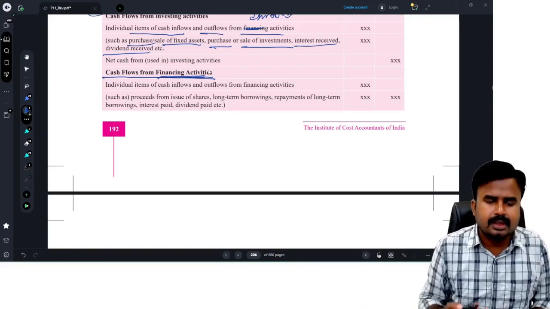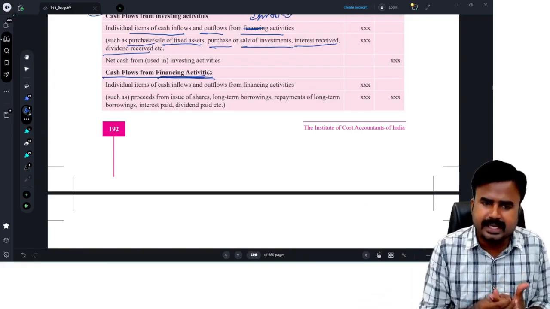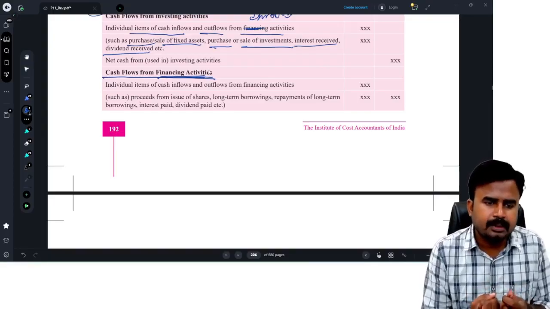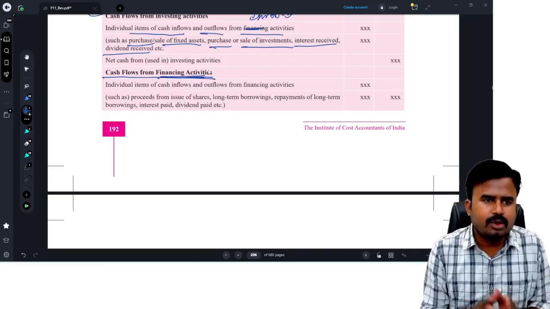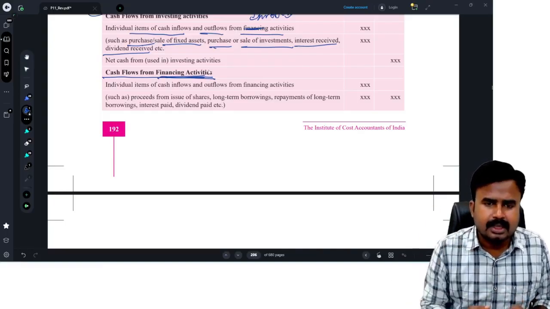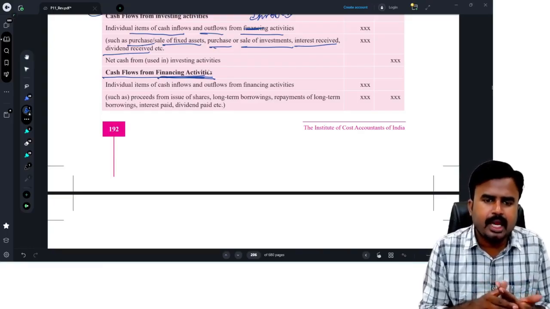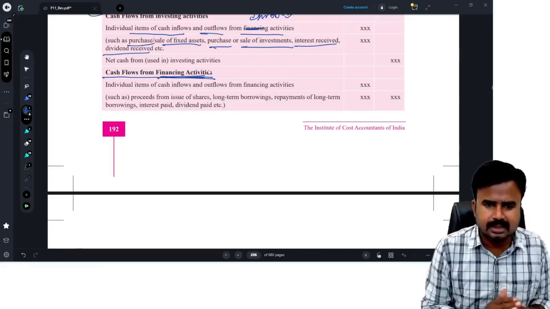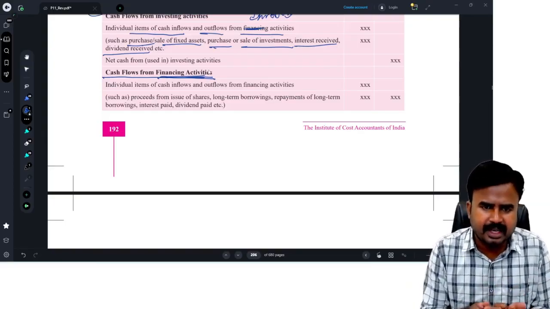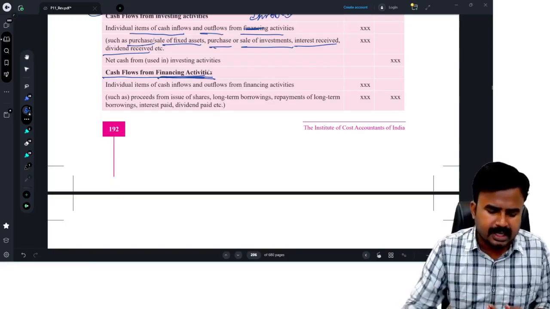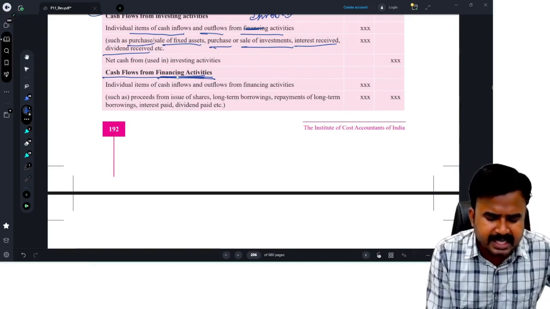So what are the transactions? So financing activities means either the transactions may increase your cash balance or it may decrease your cash balance. Issue of share capital, issue of debentures, long-term borrowings, all these transactions will increase your cash balance. Buyback of equity, redemption of preference share capital, redemption of debentures, repayment of term loans will reduce your cash balance. Along with that, payment of dividend, equity dividend, preference dividend, payment of interest, and these payments will reduce your cash balance. So all these transactions must be considered here under the head cash flows from financing activities.